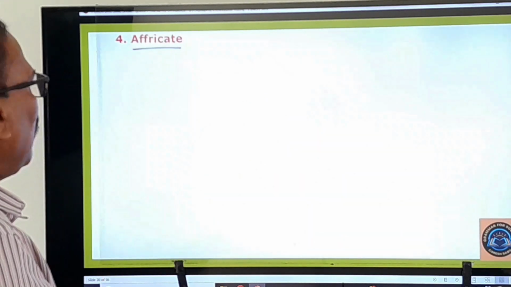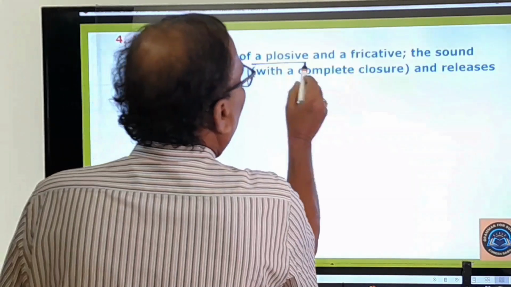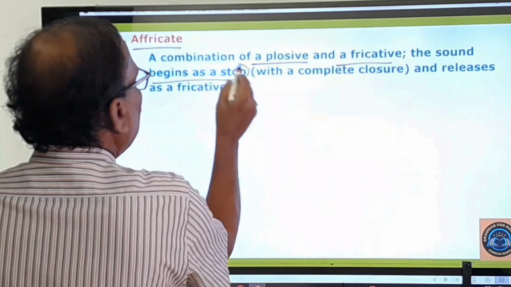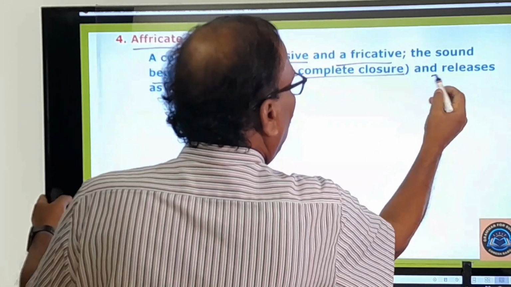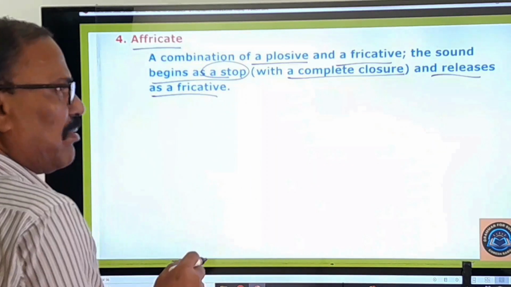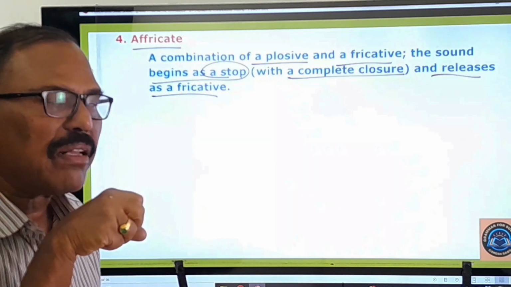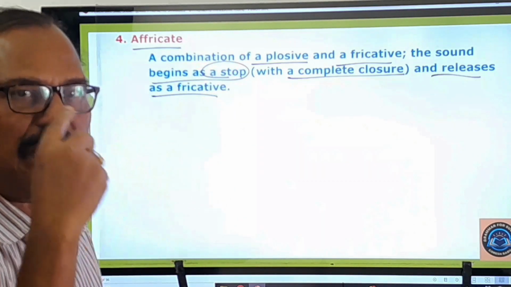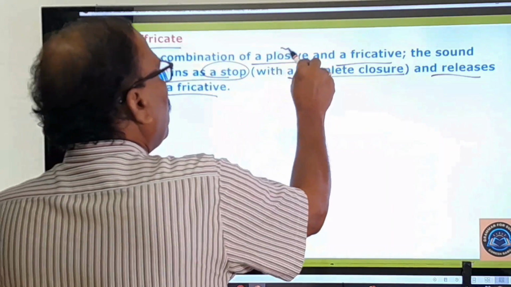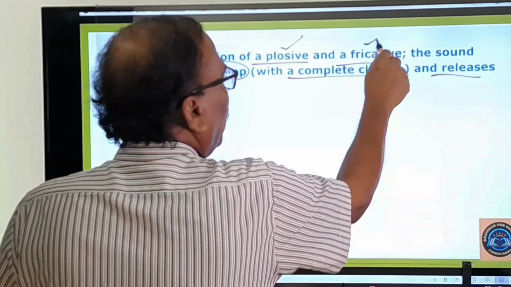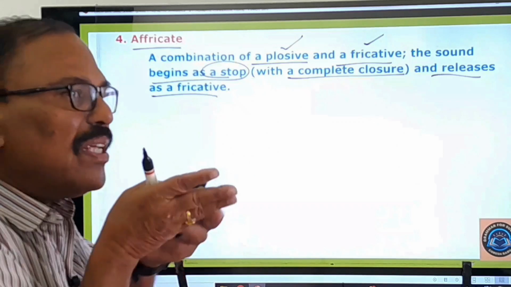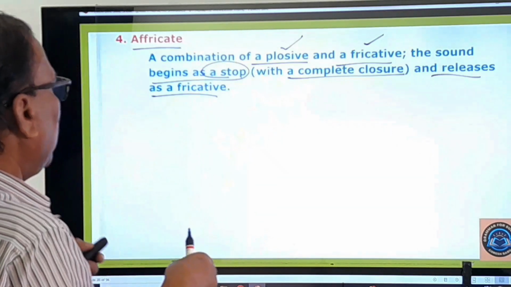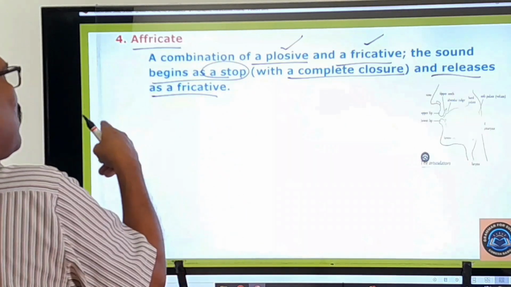Affricates are there. What are the affricates? A combination of a plosive and a fricative. The sound begins as a stop with a complete closure and releases as a fricative. So complete closure of the airflow is there, then sudden release of the airflow is there. Two things are mixed in this. Just like in the plosive, stop and sudden release. In the fricative, slightly stopping and releasing it from the sides. And here such things are called affricates.